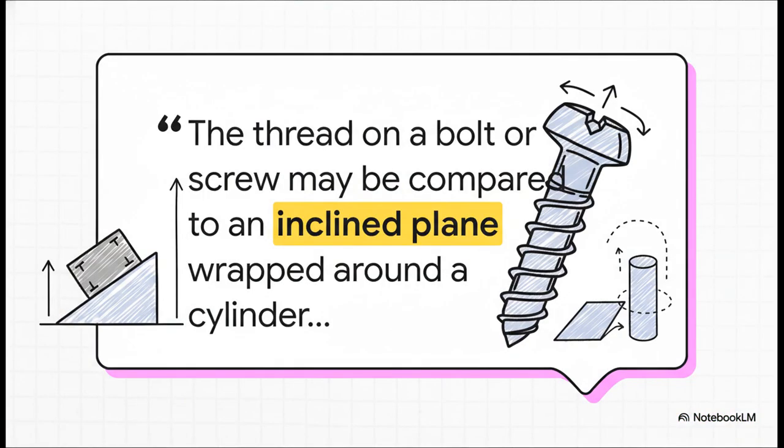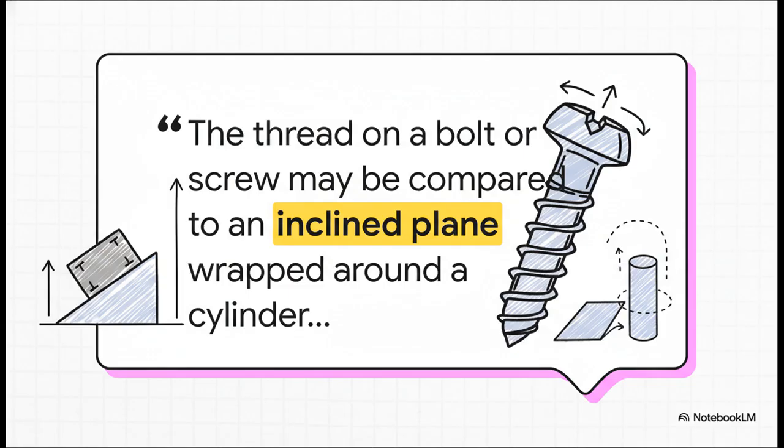I love this analogy. Think about pushing a heavy box up a ramp. It's way easier than trying to lift it straight up, right? A screw thread is basically just that same ramp, an inclined plane, wrapped around a cylinder. So every time you turn that screw, you're essentially walking the force up that tiny ramp, converting a simple turning motion into an incredibly powerful clamping force.